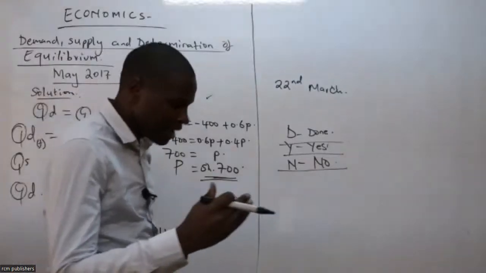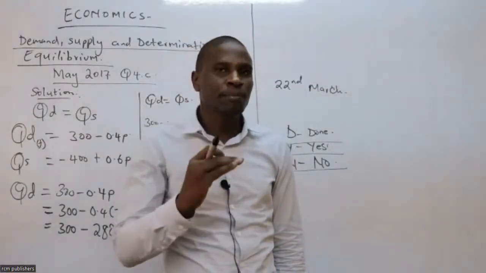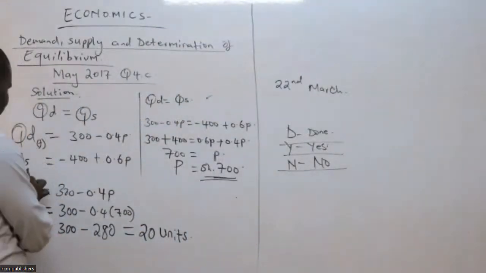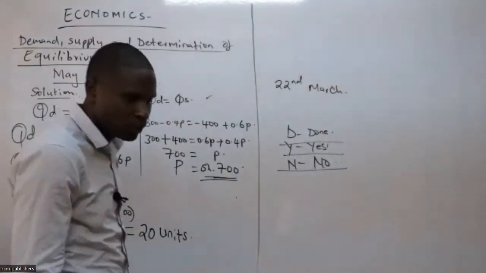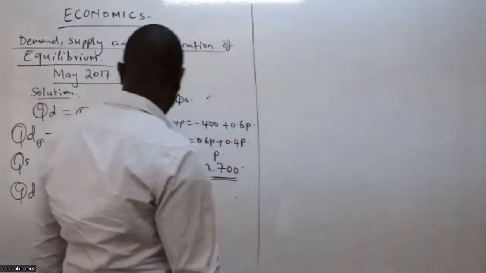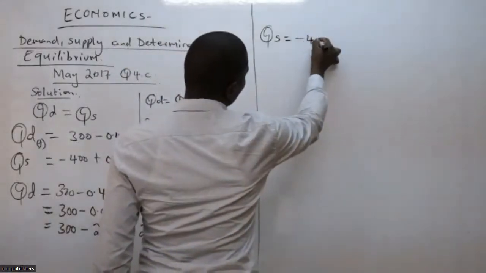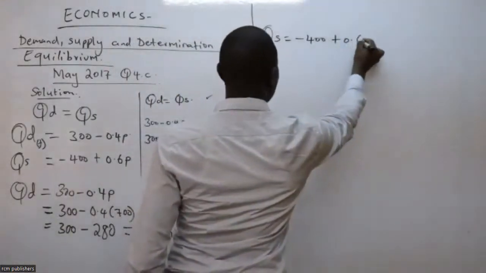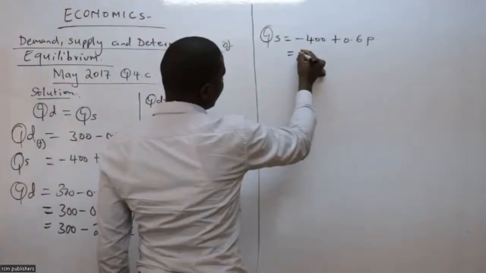Exactly. Remember we said that at equilibrium, the quantity supplied is equivalent to quantity demanded. And if you look at the function of the quantity supplied, if we replace our P with 700, let's check whether we're going to get the same thing. Quantity supplied will be equal to minus 400 plus 0.6P. Wow. I'm happy because I know the value of P.